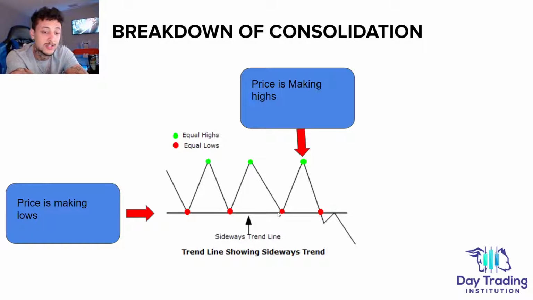When something is considered a low or a high, it is equal in price to the previous low or high. Now that doesn't mean the exact specific price, but it's within the same zone and it went in the opposite direction. So if we just take a look at it here, we can see that they're all equal. This is how you're going to be able to identify a consolidating range. Price is simply making highs and price is simply making lows.